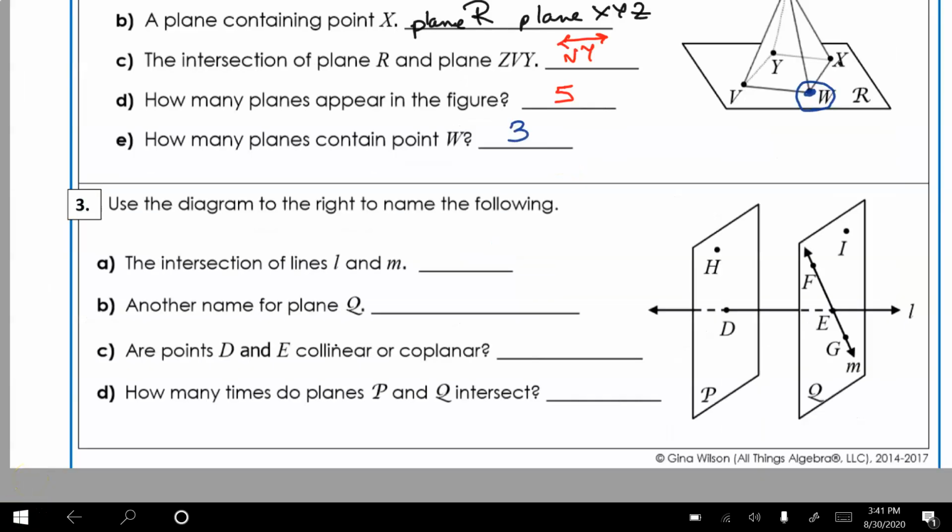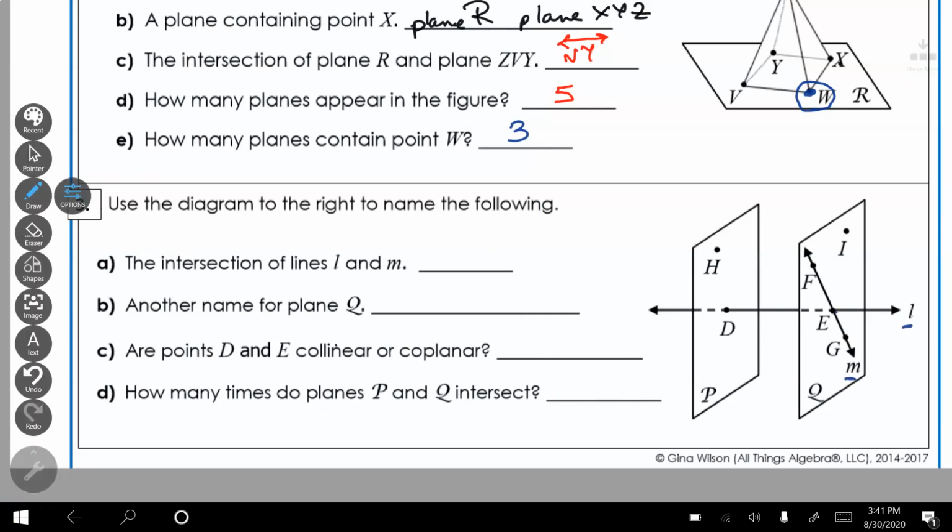Okay, so next one, what is the intersection of L and M? Well, L is here and M is here, and they intersect right here at point E. Plane Q is right here, and I can use any 3 points I want, but I cannot use F, E, G because those are collinear. I need 3 points that are not collinear, so I can use plane F, G, I, or plane E, I, G. There's just many ways to do it.